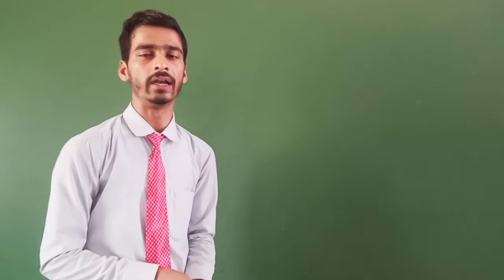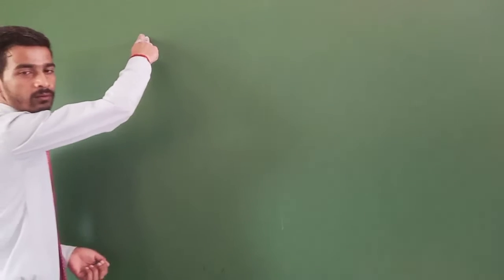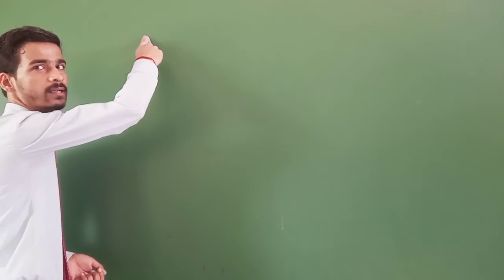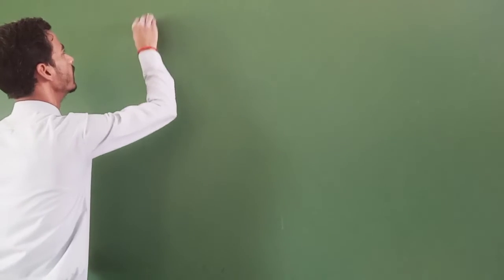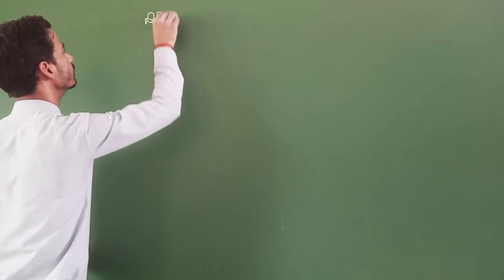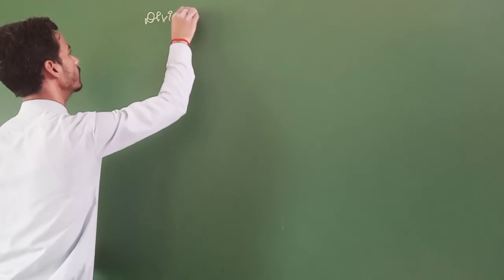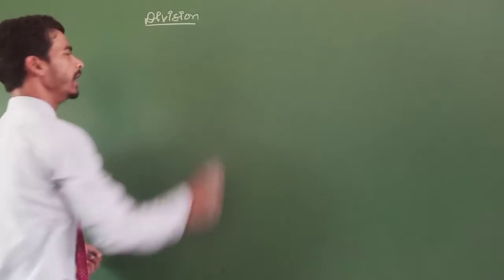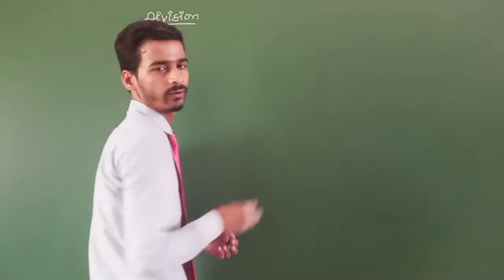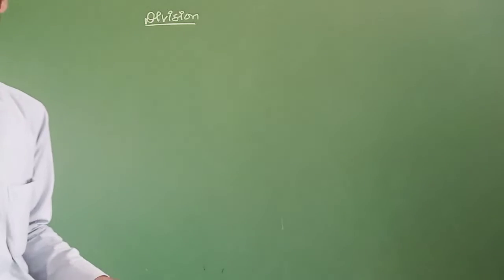Firstly, you know that division means equal grouping. Today we will learn division by a one digit divisor. The topic is division. If we divide any number, you can see here 525, that we have to learn today.